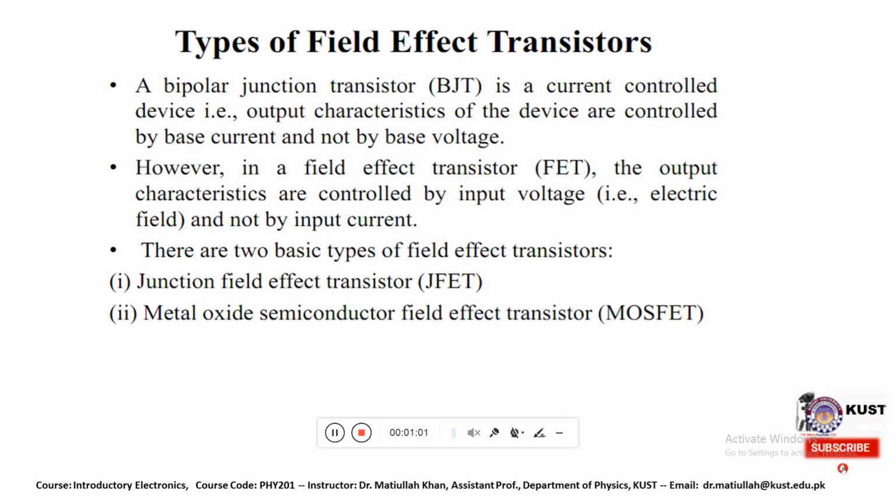So coming towards the types of field effect transistors, the bipolar junction transistor is actually a current control device. The basic objective of this is to control the output characteristic of the device with the help of base current. In the field effect transistor, the output characteristics are controlled by input voltage, that is the electric field, and not by the input current. There are basically two types of field effect transistor that we are using. One is the junction field effect transistor, another is the metal oxide field effect transistor.